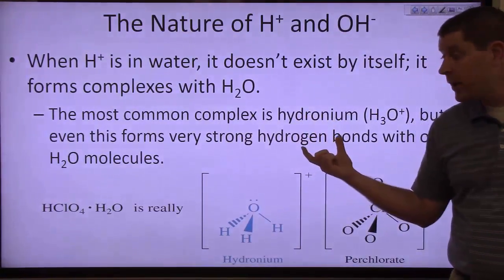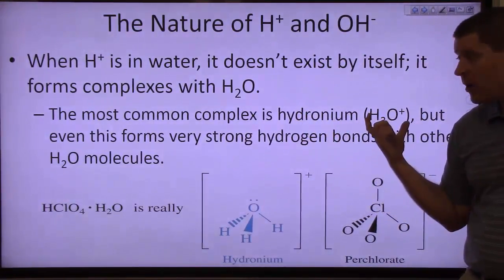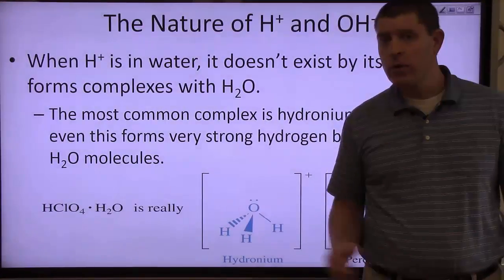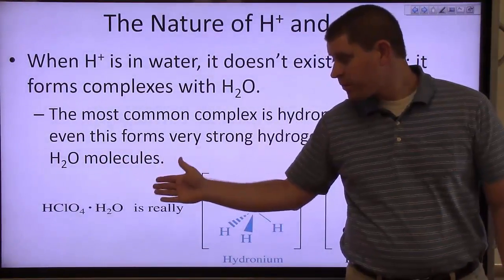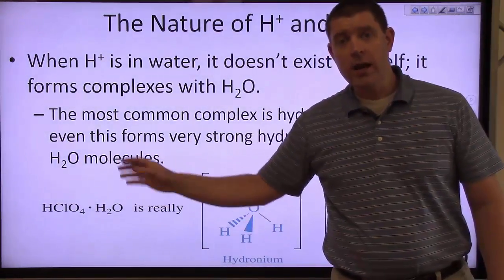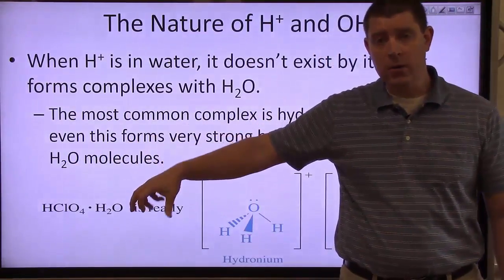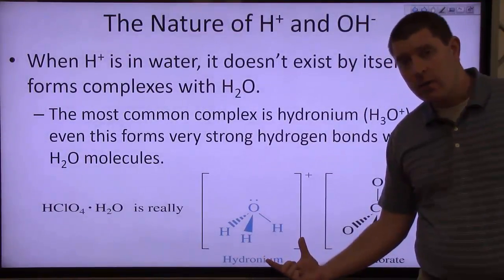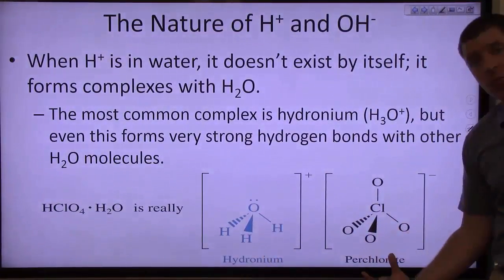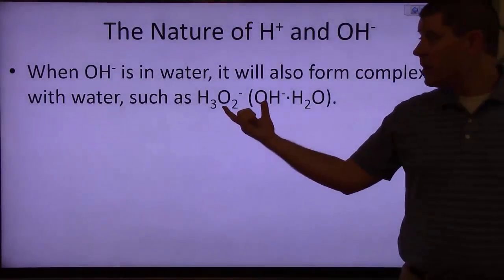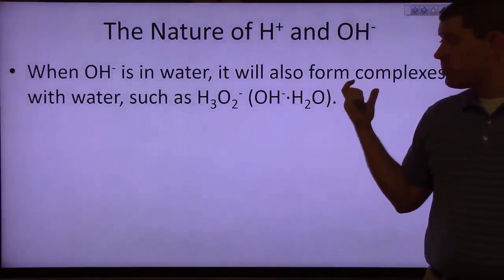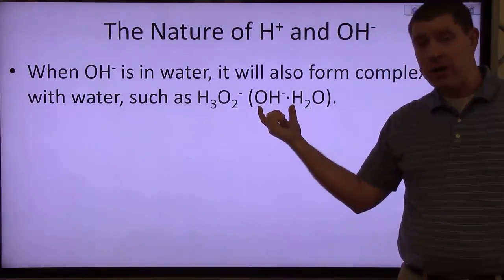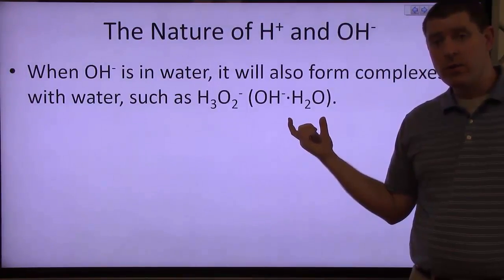Now, the most common complex is hydronium, H3O+, but even this forms very strong hydrogen bonds with other water molecules. For example, if we have HClO4 with a water, it's not really an HClO4 molecule and a water molecule that are bonded to each other. What that really means is we have a hydronium ion that is our cation, and we have a perchlorate anion. Now, when hydroxide is in water, it will also form complexes with water, such as H3O2-. That is, we've got our OH- and we've added a single water molecule, a single H2O.